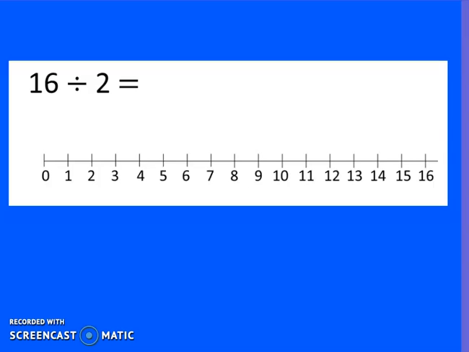Okay, the question says 16 divided by 2. So I've got a number line going in intervals of 1 up to 16. We're going to start from 16. I'm going to divide it by 2 by jumping in intervals of 2. Count with me. 2, 4, 6, 8, 10, 12, 14, 16.